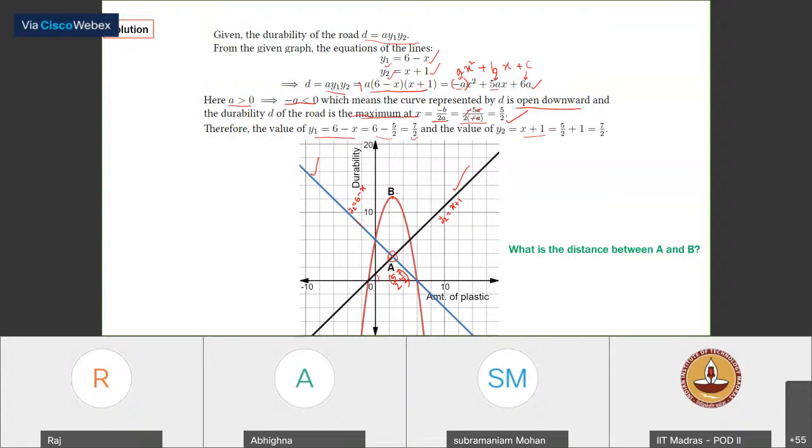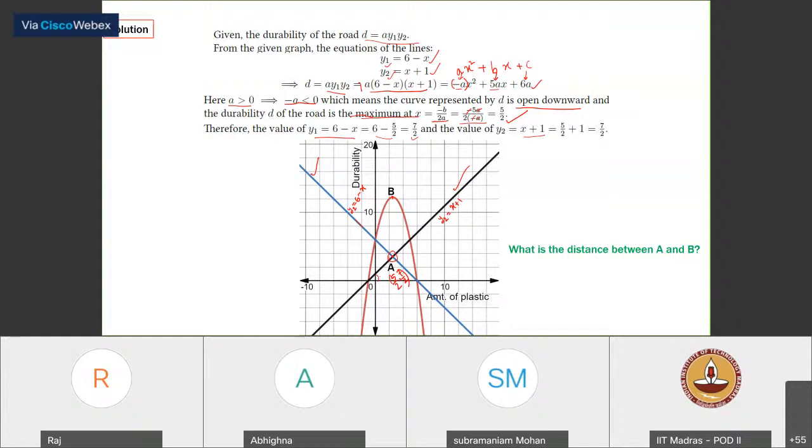Now, what is the question asking for? They are asking for maximum durability. The question is asking for maximum durability only. Then why are we really talking about point A? And the answer is also point A, the correct answer. Why? That was my question. Why are we solving capital A?